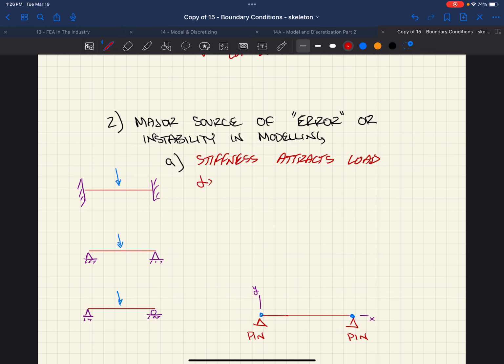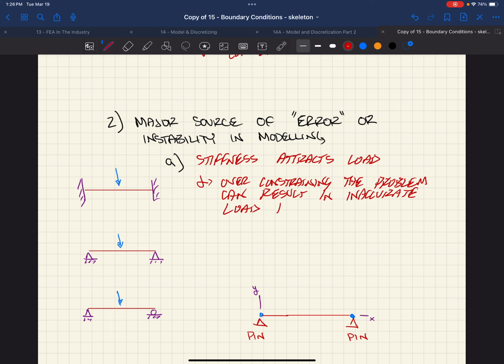So over-constraining the problem can result in inaccurate load path.